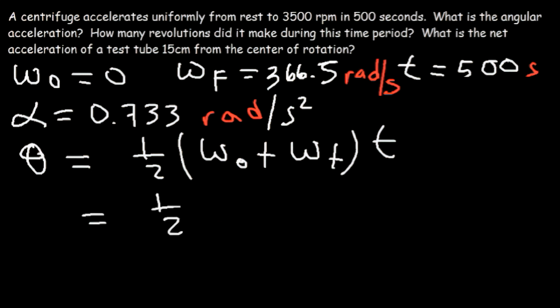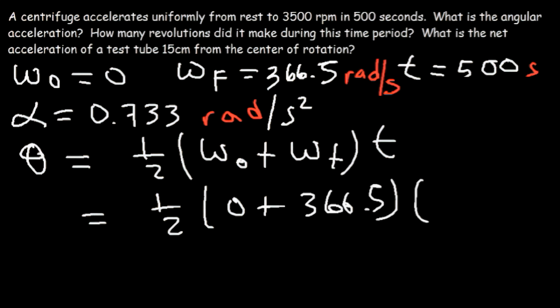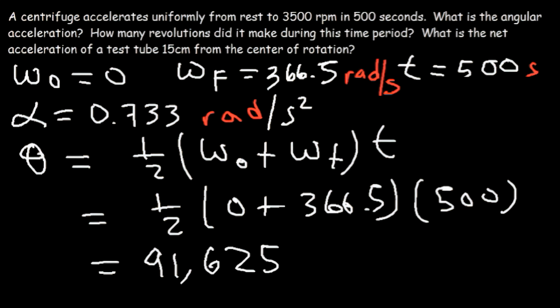So it's 1/2 of 0 plus 366.5 multiplied by the time of 500 seconds. So half of 366.5, that's 183.25 times 500, and you get the same number, 91,625 radians, and then convert it to revolutions as we did in the last example. So that is it for this problem. That's how you could find the number of revolutions that the centrifuge made in that time period.